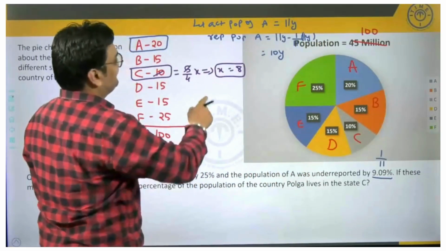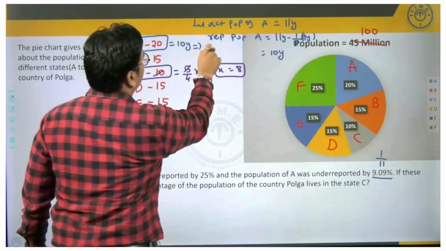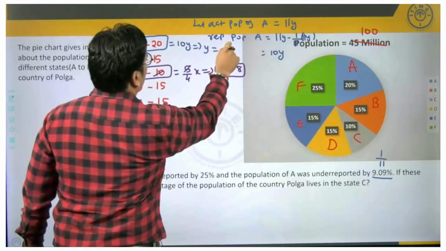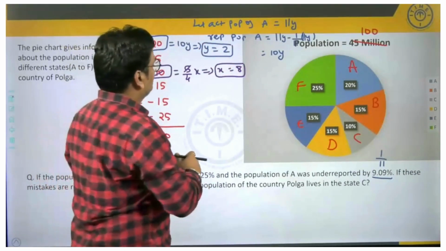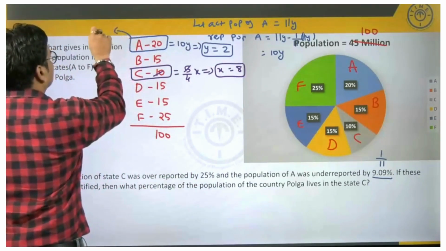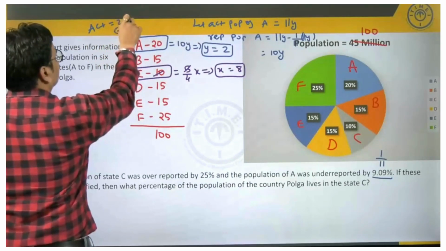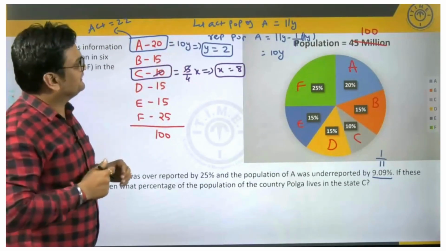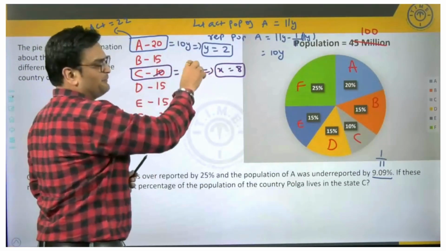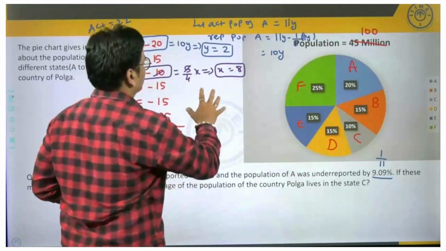So this 10Y is equal to 20 reported. Hence, we get the value of Y as 2. And if Y is 2, the actual population of A will be 22. Let me clean everything. Just remember X is 8 and the actual population of A is 22.